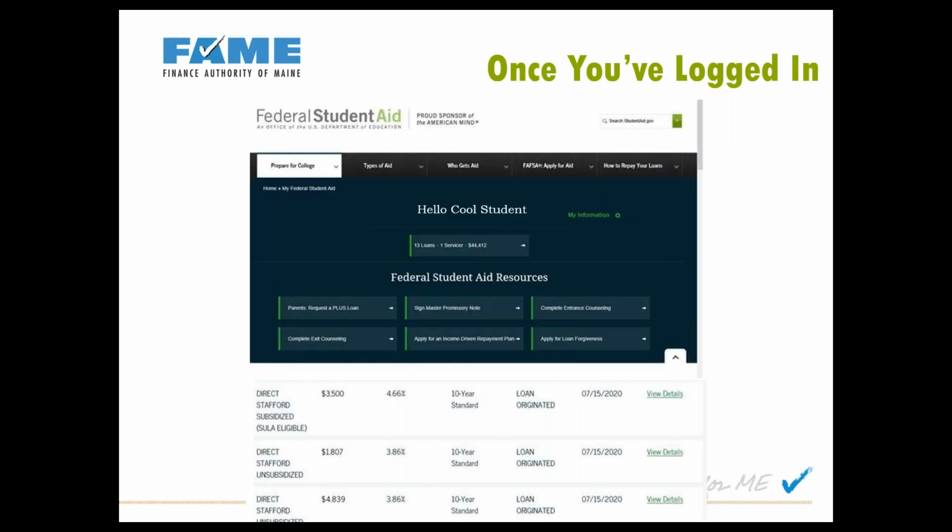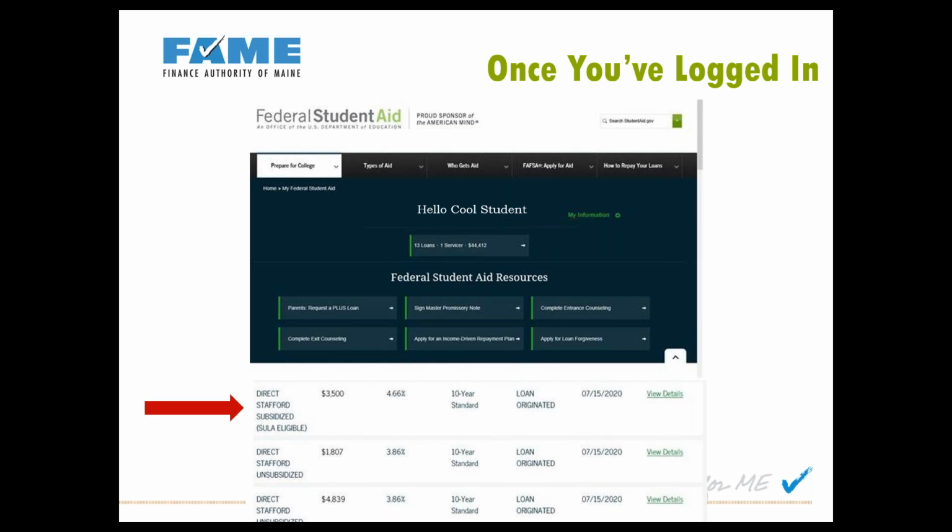Once you're logged in, there's a ton of information here. So let's start with, you can see the total amount of loans that you borrowed. And underneath, you can see there's a bunch of resources here. There's apply for income-driven repayment plans or apply for loan forgiveness. So a lot of information there. But below that, you can see detailed information about the individual loans that make up that loan total.